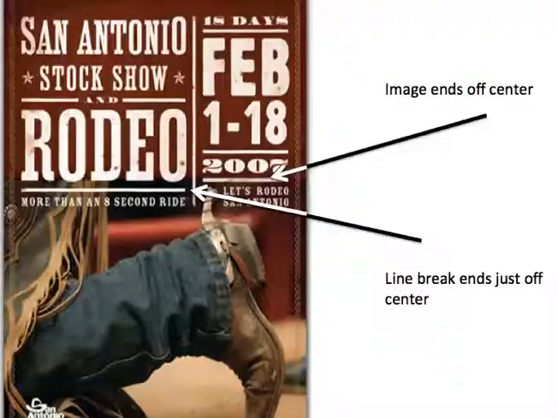So look at this example. A student brought in this example. I love this one. The image ends just off the center. So notice there's a red background, and the image of the cowboy with the boot just about goes into the top half, say. And then this line, the bottom of the rodeo, that line break ends just off the center as well. So the center would be somewhere right in between this O and that line there. So it's just enough to be off. And I think that's what makes this an interesting image.